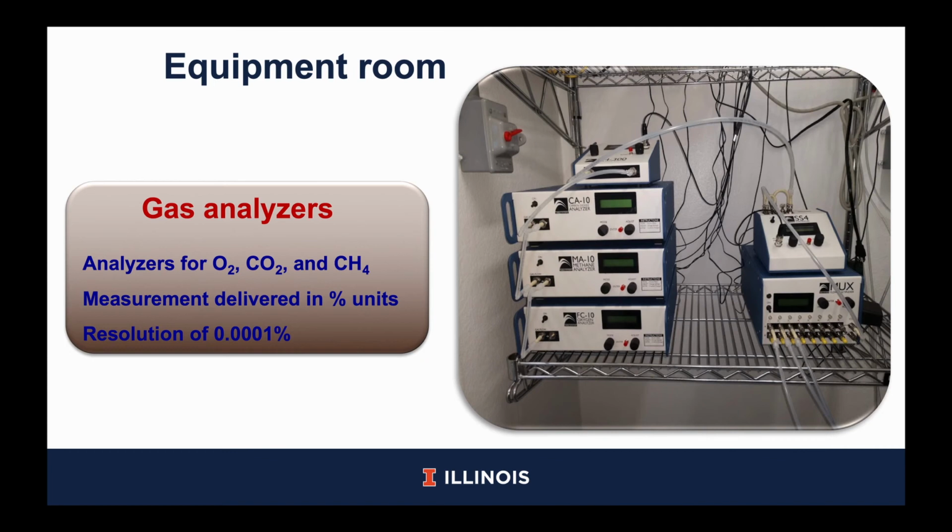The last system is the gas analyzer system. This system measures the concentration of oxygen, CO2, and methane inside and outside of the chamber. This system is composed of one multiplexer which selects 1 out of 3 sources of air to be analyzed. It also contains a subsampler and 3 gas analyzers, one for carbon dioxide, one for methane, and one for oxygen.